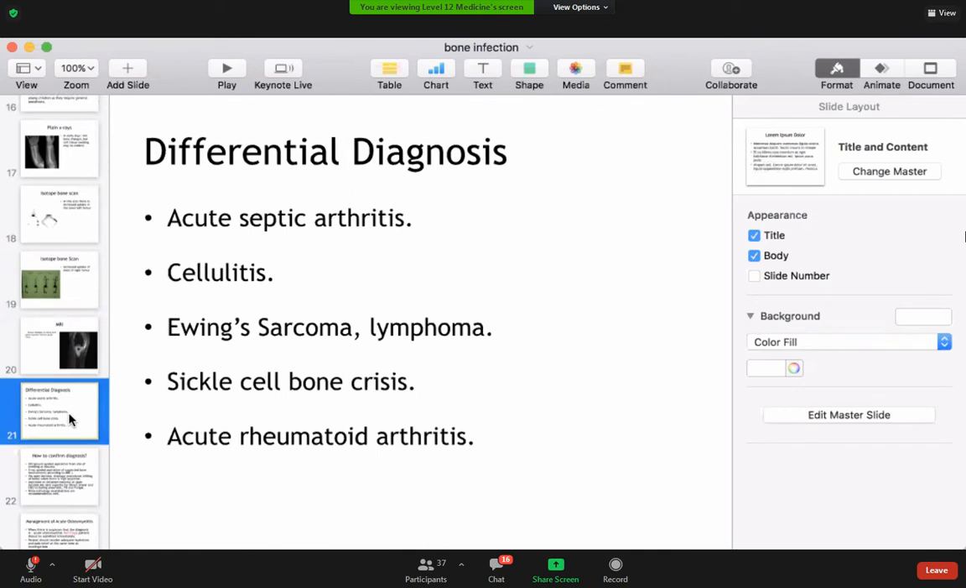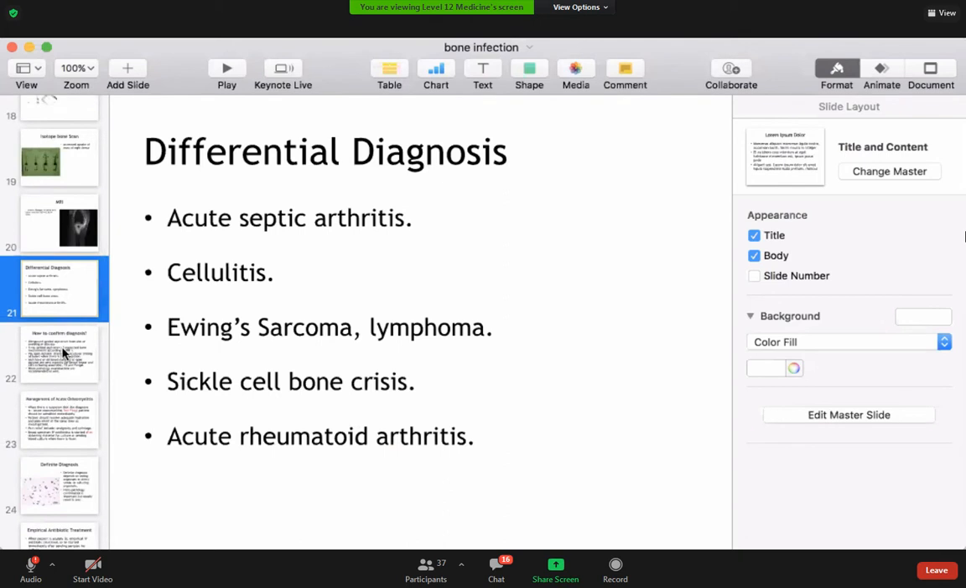So differential diagnosis, usually acute septic arthritis, cellulitis. Always remember to put tumors with infection in the differential, so Ewing sarcoma. Sickle cell crisis, also acute rheumatoid arthritis, can have similar presentations, so you should keep this in mind.